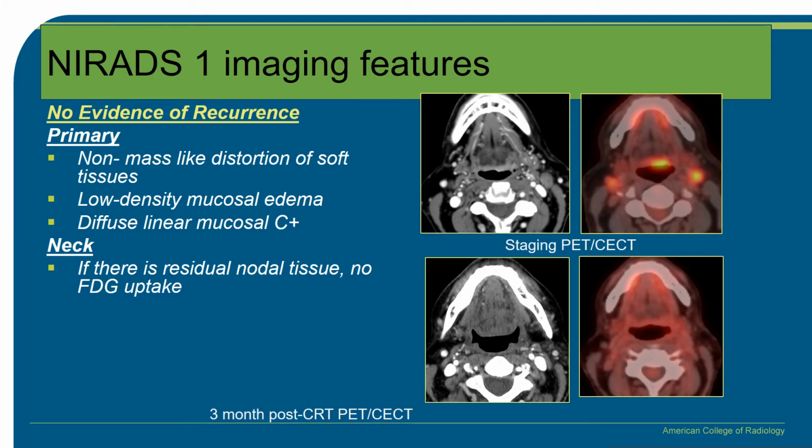NI-RADS 1 imaging features. This is at the primary site. You may see non-mass-like distortion of soft tissues, especially if it's post-surgical, or low-density mucosal edema, or diffuse linear mucosal enhancement. In the neck, if you do have residual nodal tissue, it's not enhancing, so it's hypo-enhancing, and there's no significant FDG uptake. And you can see this base of tongue primary with level 2 nodes on the 3-month post-treatment baseline, nothing at the primary site or the neck. So this is a 1 and a 1.